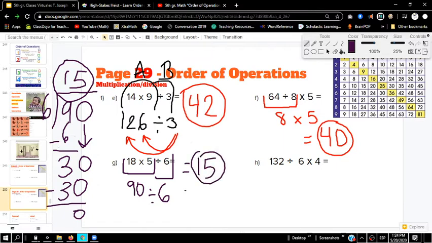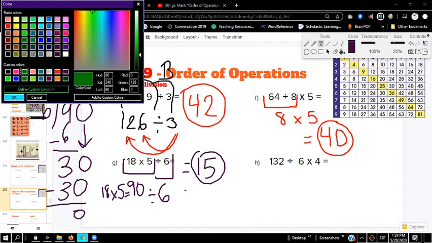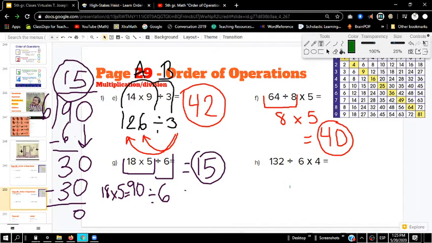Okay. To find that 90, I multiplied 18 times 5 to get 90. Okay, good. What I'd like you to do is pause the video once more, just so you can do the last problem on this page.